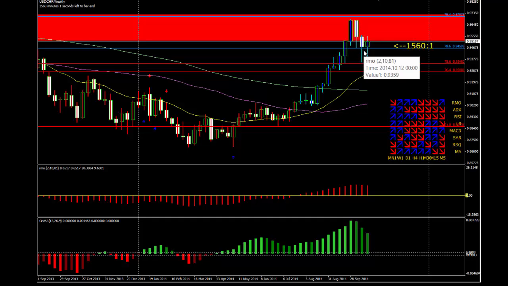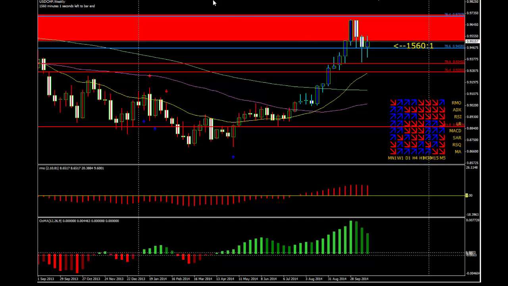So the bias here for the US dollar Swiss franc is still one of positiveness. It's just consolidation in a positive trend. You can see the long-term sentiment here. There's more blue arrows than red arrows, so we know the bias is to the upside. However, that becomes less decisive when we start dropping down into our shorter term time frames.